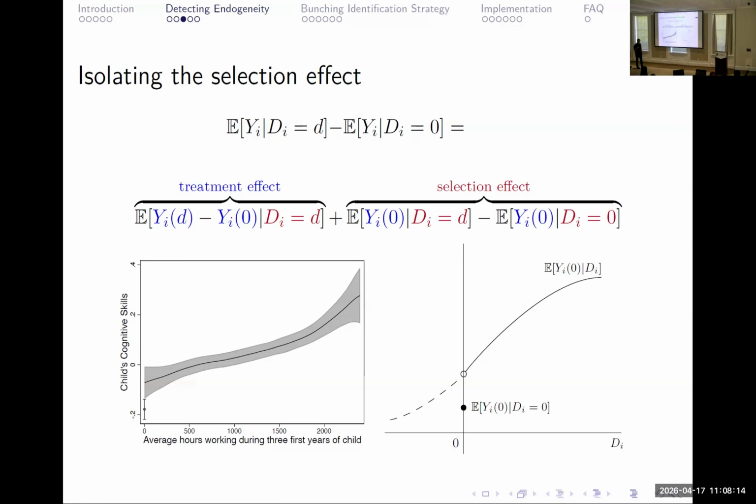So now, here's what I want to assume, and this is going to be essentially a key assumption throughout this whole tutorial, right? The key assumption is continuous treatment effect. What do I mean by that?